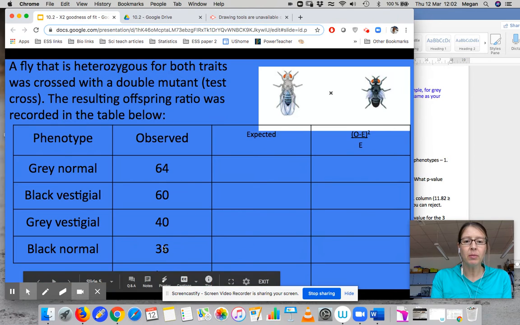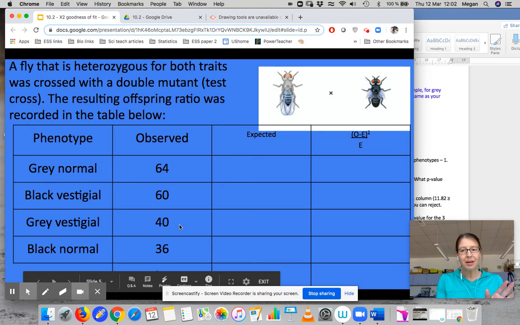Here's what our observed offspring were. So there was 200 babies. Let's see if I can end up showing that to you. Down here on your chart, it should say 200. So there was 200 babies total. And we've got 64 that were gray and normal, 60 that were black and vestigial. And then here's our recombinants. And notice the number of recombinants is less than the number of non-recombinants.